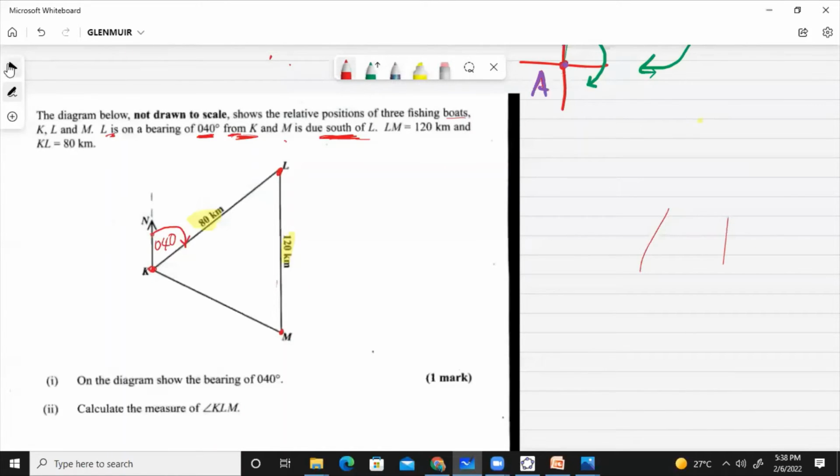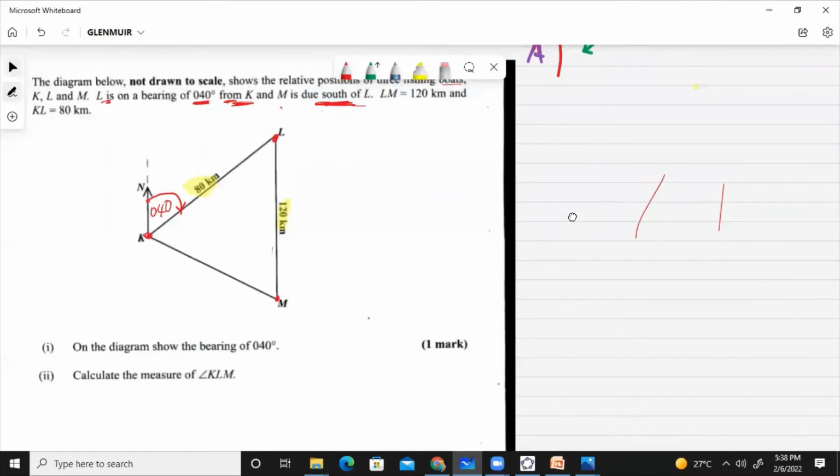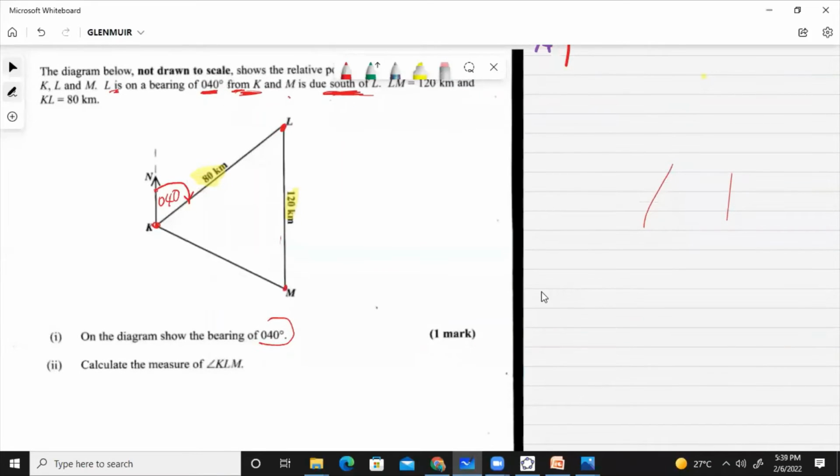Hold on, guys. Let me take off this. Sorry about the markings. This is a 1 mark question. It says on the diagram, show the 40 degrees. So I jumped the gun, I put it on already. We already labeled that because we were just filling out as we go along so we don't miss anything. So we have the 40 degrees already right there. Now calculate the measure of angle KLM. Mark the angle every time, please. So let's mark it. Let's go. KLM.